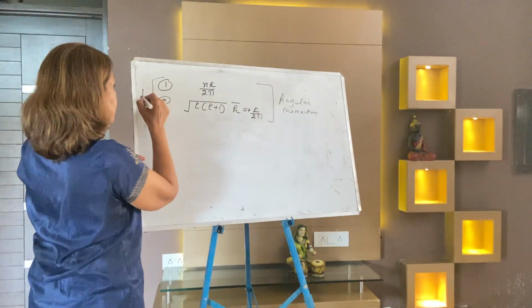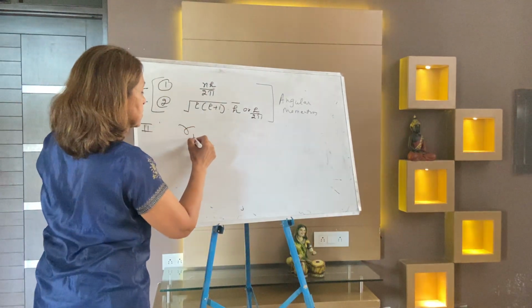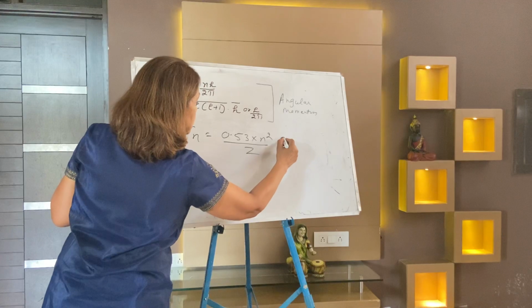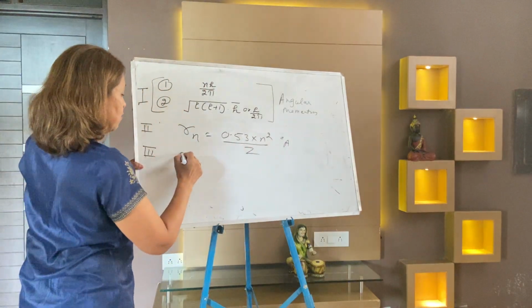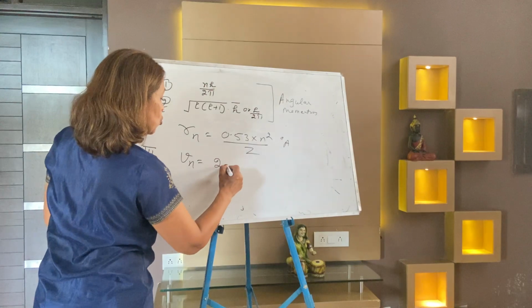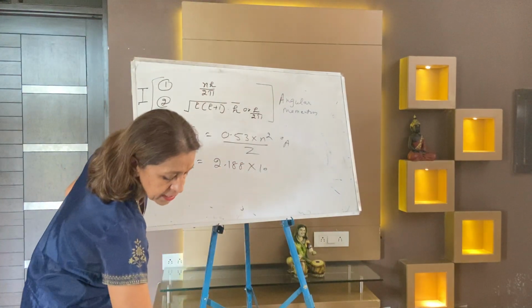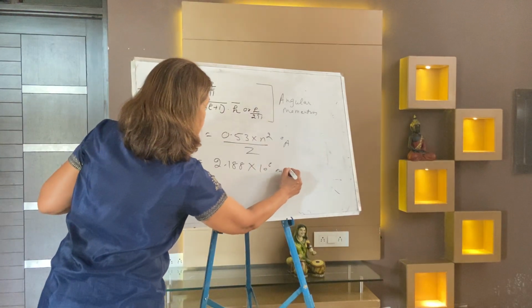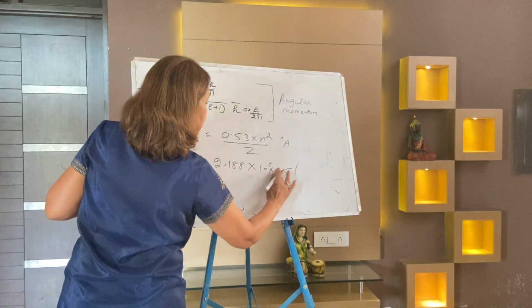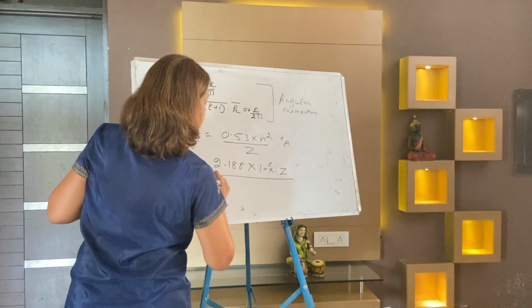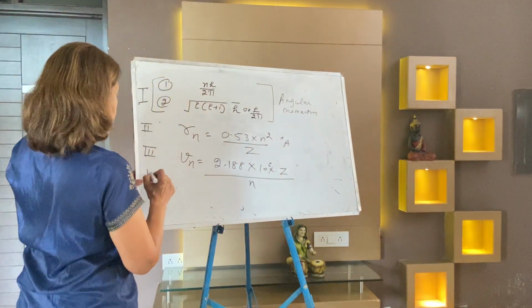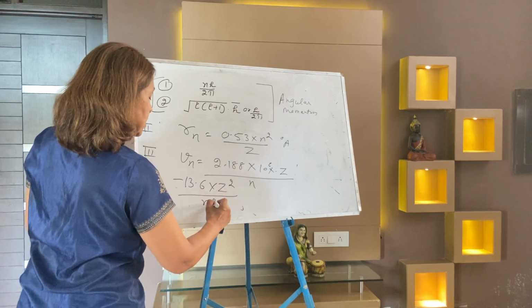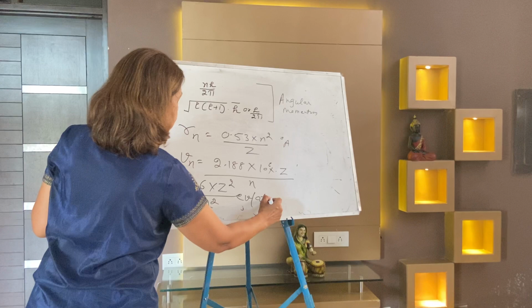Next, this is your first point. Second is radius in angstrom: 0.53 into n square by z in angstrom. Velocity of electron is 2.188 into 10 raised to power 6 meter per second, into z by n. And what is your energy? Minus 13.6 into z square by n square electron volt per atom.